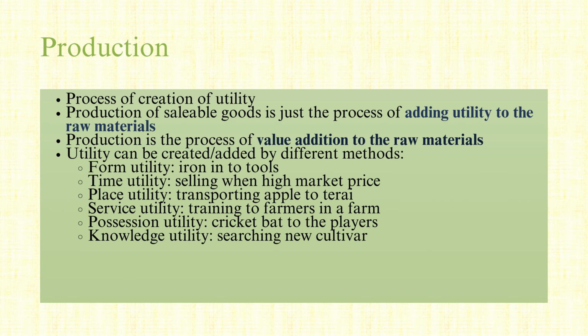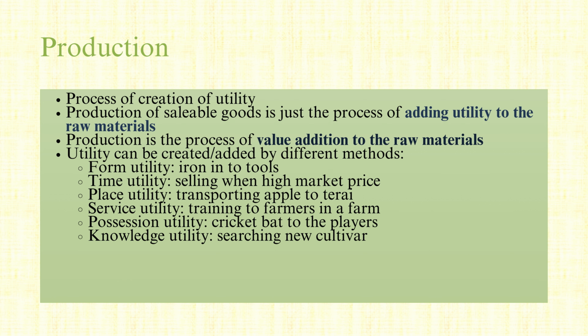There are different ways to create utility in production. Form utility, changing the form of a good. For example, making tools from iron. Time utility, making a good available when it's needed, like storing apples during the harvest season and selling them later when they're scarce. Place utility, moving goods from where they're produced to where they're needed.